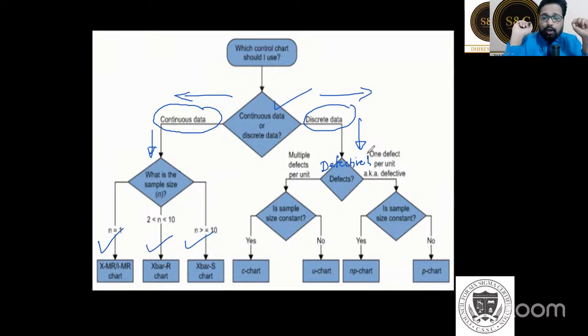Now there is another data called defect. What is defect data? In one shirt, in one unit, in one product, there could be multiple defects. For example, there could be a stain on the shirt, a button missing, or some stitching defect. So there could be multiple defects in one product. Are you understanding? If I am collecting the data of defects, that will be called defect. If I'm collecting the data of how many shirts are defective, that will be called defective.